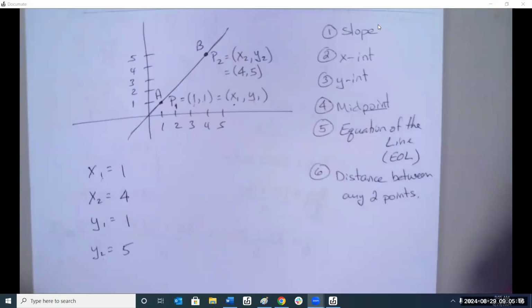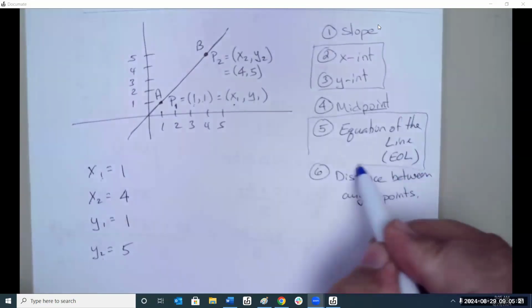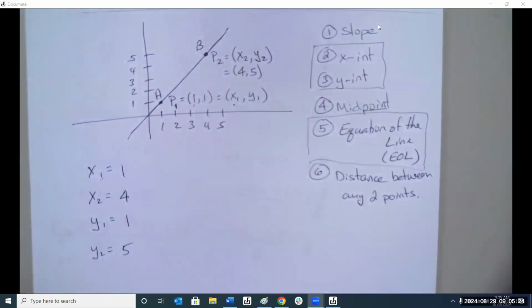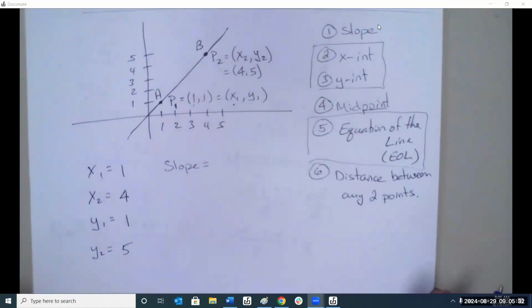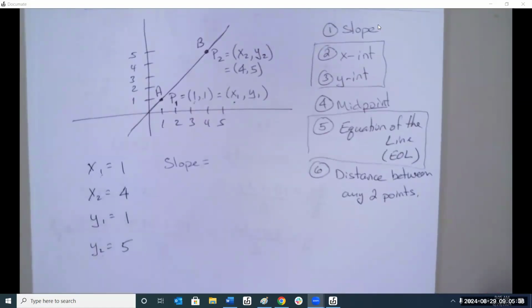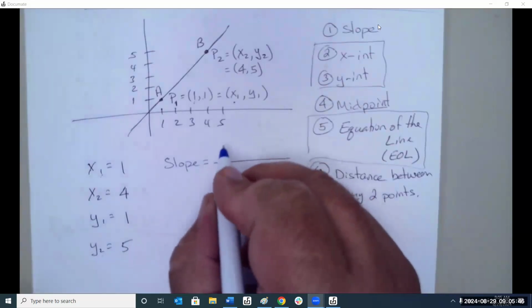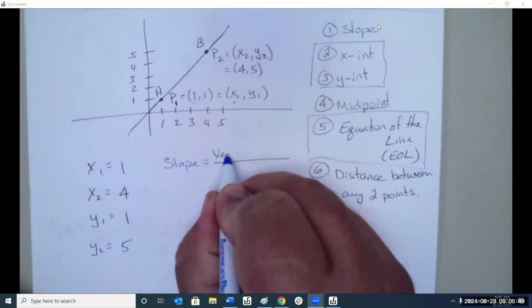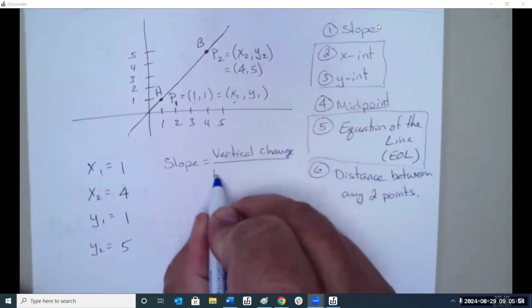So let's look at slope. We won't be able to do these two just yet, or the equation. So the only things we're going to find now are the slope, the midpoint, and the distance. What is a slope? It's defined as rise over run, but what does it really mean? You're right, it is rise over run. But in mathematics, it's the vertical change over horizontal.